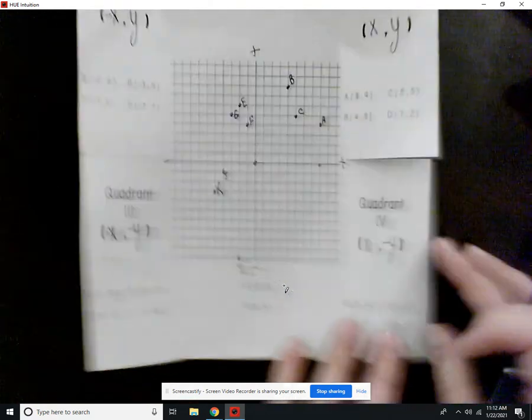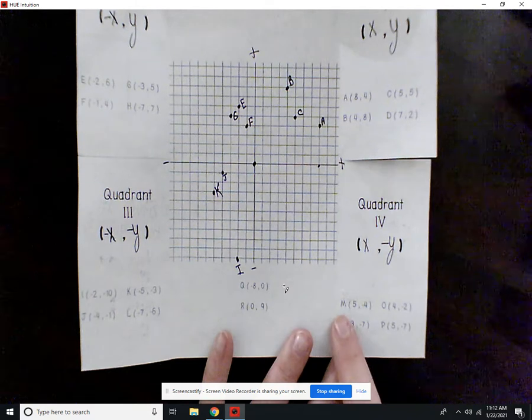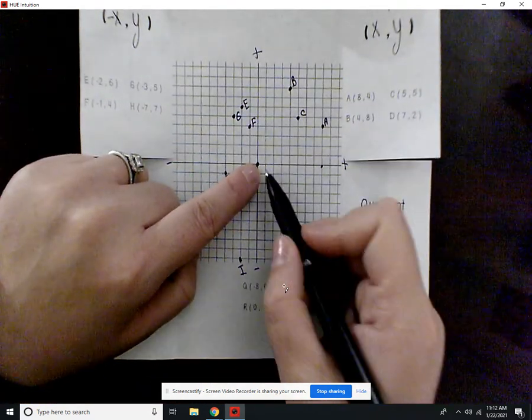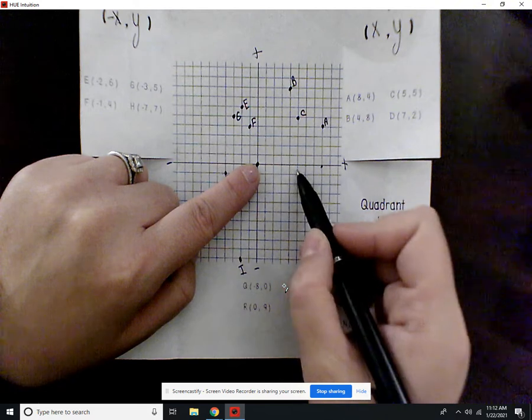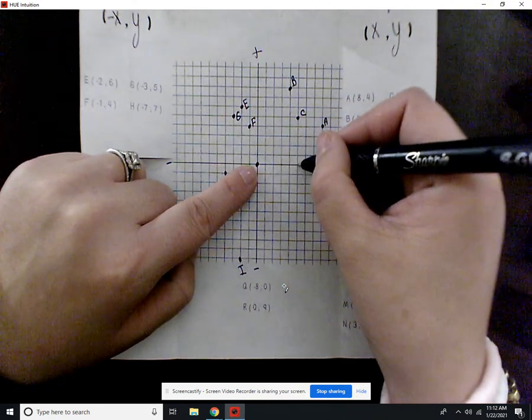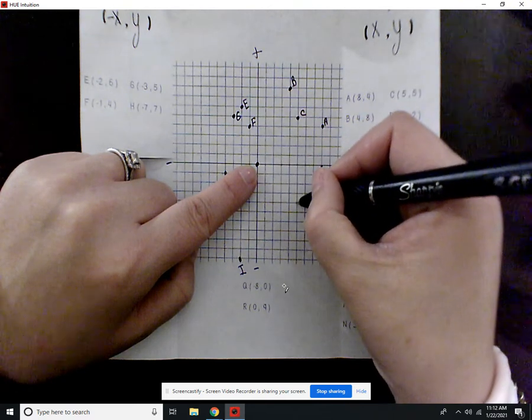So now let's do our last quadrant, quadrant 4. So M, so start from the center, positive 5 is to the right, 1, 2, 3, 4, 5. Negative 4 is going to be down, 1, 2, 3, 4.